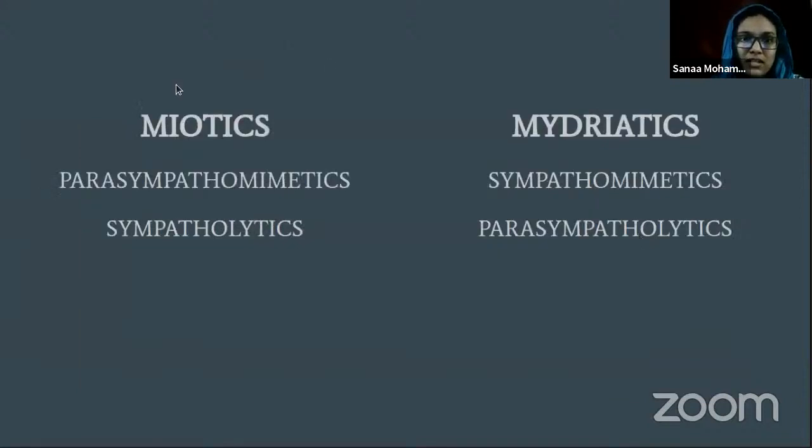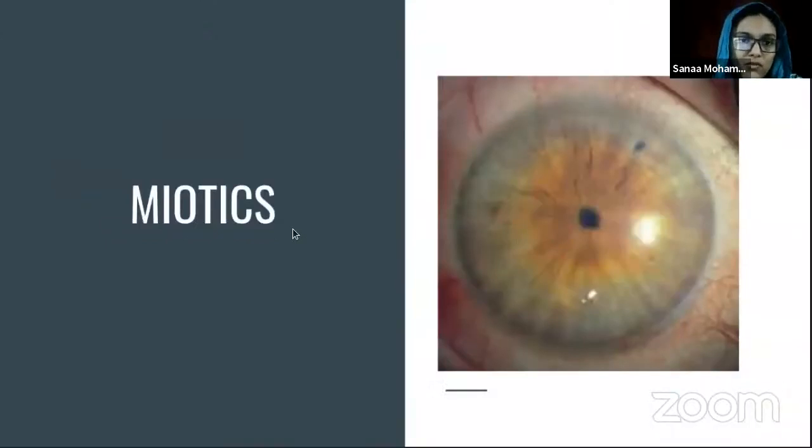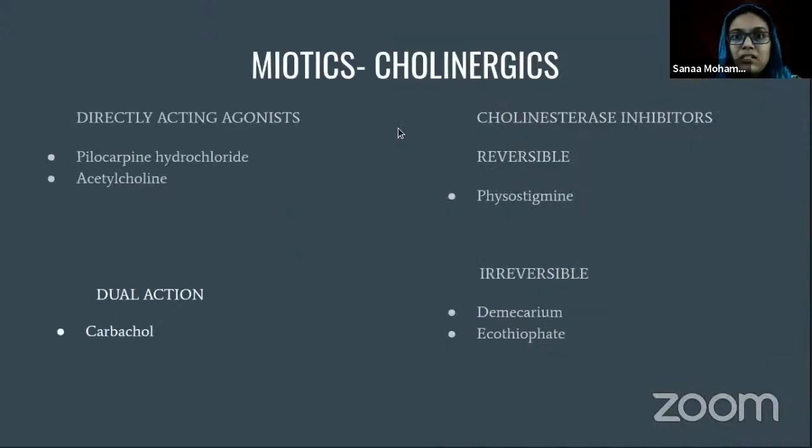So what we understand is that miotics include drugs which have parasympathomimetic action and sympatholytic action. And mydriatics include drugs which have sympathomimetic action and parasympatholytic action. So first we'll go to miotics. We already said this includes two sets of drugs, that is parasympathomimetic and sympatholytic. We'll start with parasympathomimetic, also called your cholinergics.